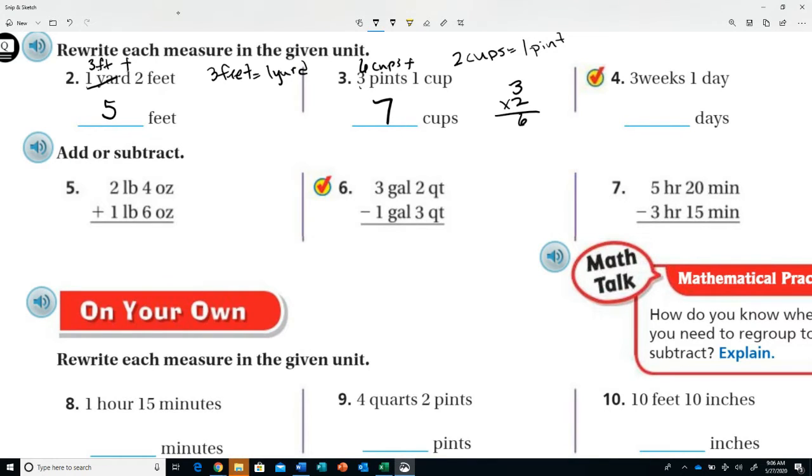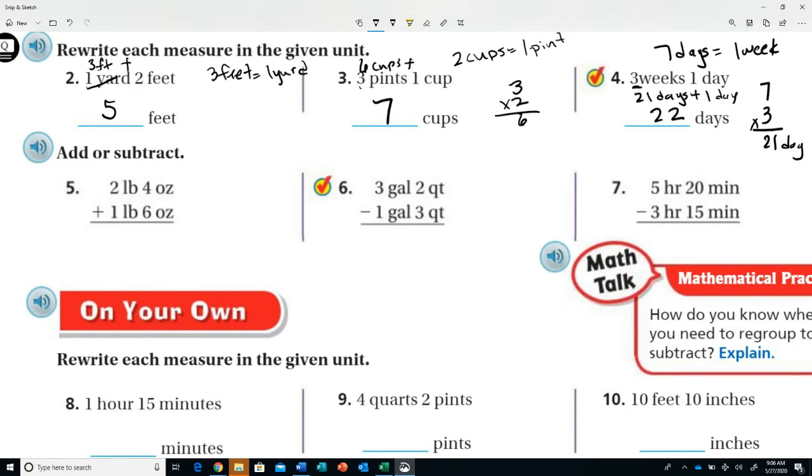Weeks to days, and we need days. So I know that there are 7 days in 1 week. If I have 3 weeks, I have 7 days times 3 weeks is 21 days. And I know 21 days plus 1 day is 22 days. Great, right? Not a problem.